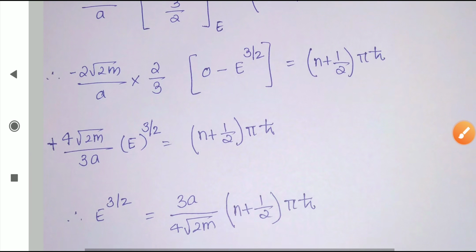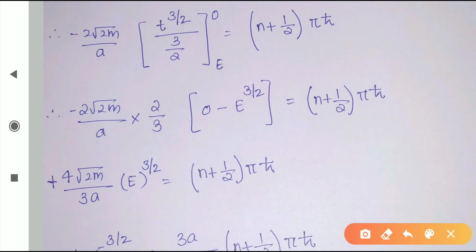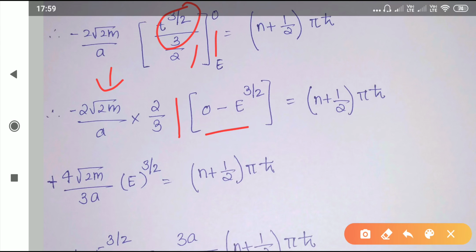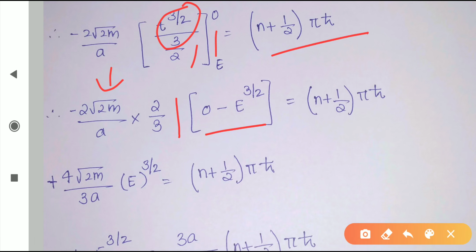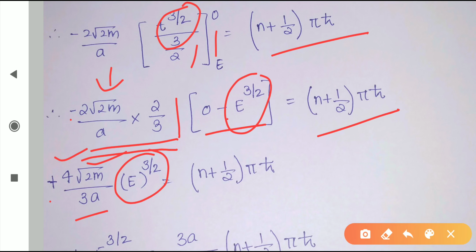Then this term I will write as it is. 3 by 2 I can write in multiplication as 2 by 3. And then if we put the limit 0 to e, what we will get? 0 minus e raised to 3 by 2, and the right hand side as it is. Now just solve this. 2 into 2 we get 4, root over 2m as it is upon 3a as it is. And here minus minus becomes plus sign, and then e raised to 3 by 2 I will write as it is, and the right hand side as it is.